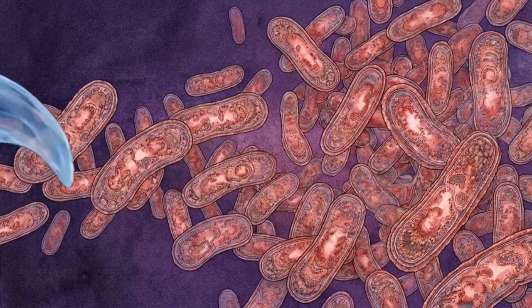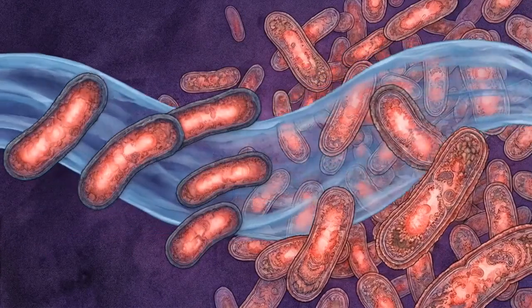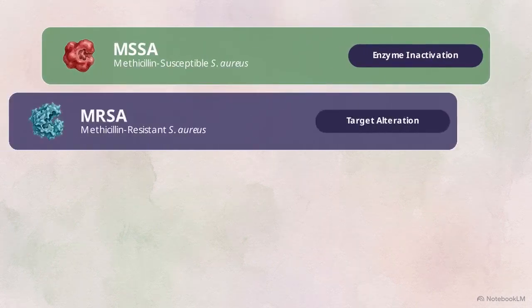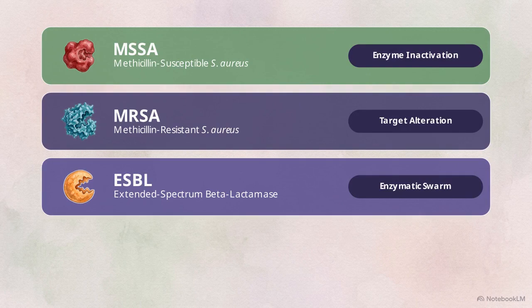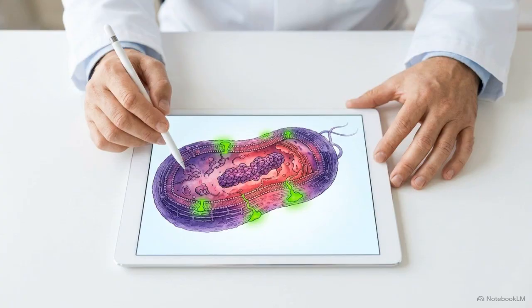Clinical antibiotic failure is not random. It is the result of a highly specific, genetically encoded biochemical defense. On the wards, you will repeatedly encounter four major resistance phenotypes: MSSA, MRSA, ESBL-producing organisms, and VRSA. To master the treatment of these pathogens, you must identify the mechanical logic behind their resistance.